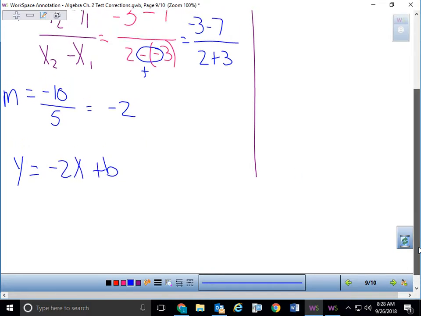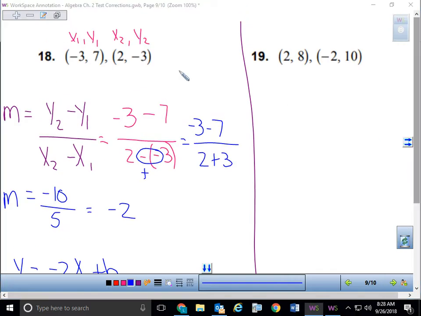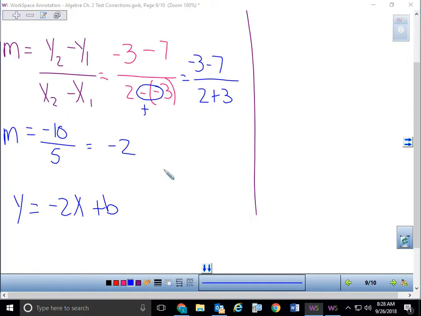So let's just scroll up. Let's look at our points. Which one looks nicer, negative 3, 7 or 2, negative 3? Well, I like smaller numbers, so I'm actually going to choose this point, this 2, negative 3, and I'm going to plug it in. So I'm just going to rewrite it so I don't forget. 2, negative 3. I'm going to say plug in.